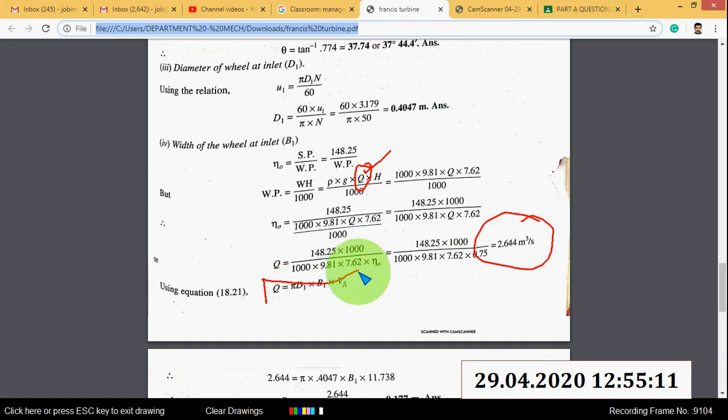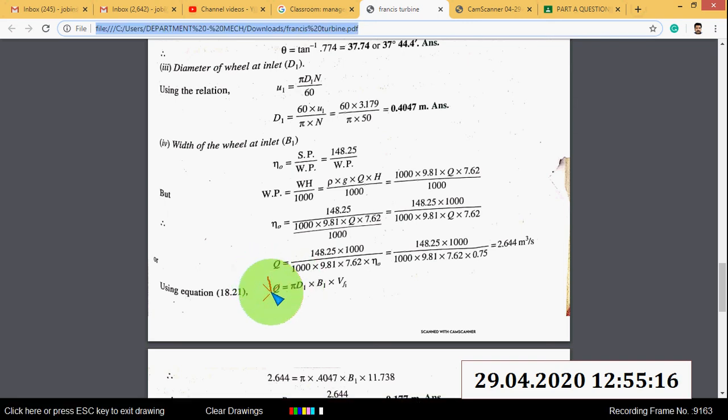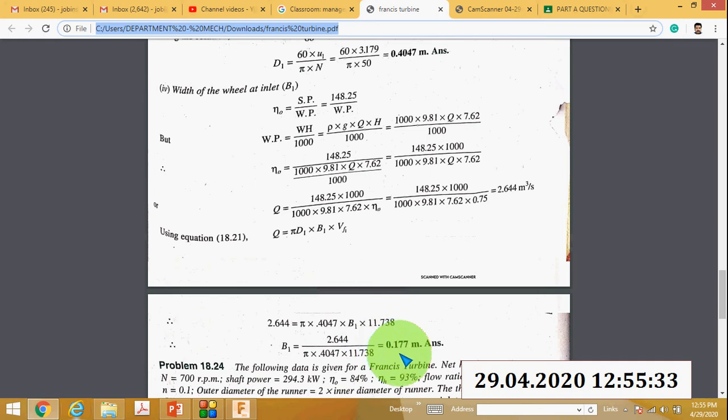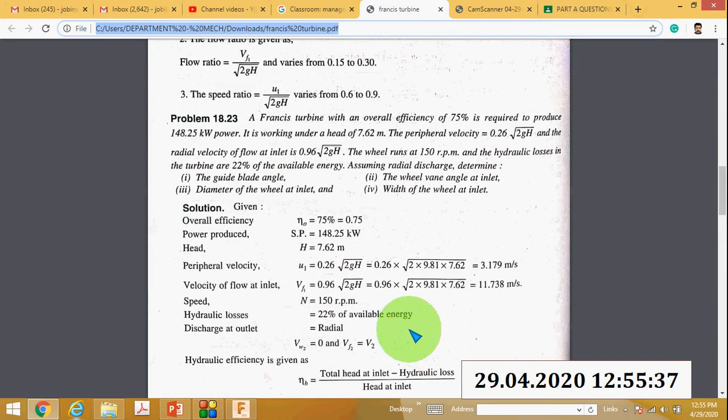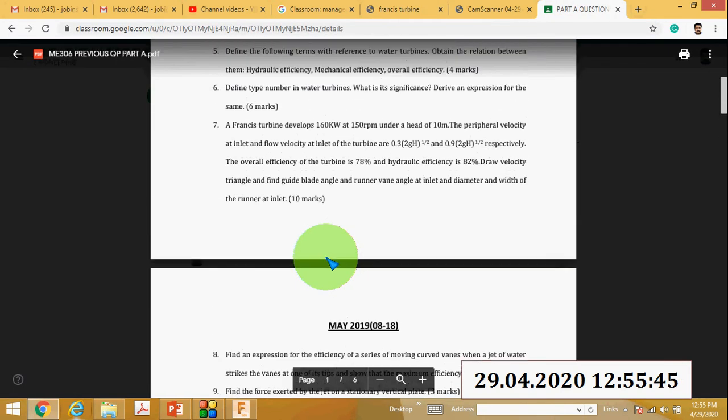Then this is another equation of q, that is q is equal to pi d1 b1 into vf1. So you have to substitute all the values of q, d1 and vf1 and find the value of b. You can see the value of b, that means the width of the wheel at inlet, is 0.177 meter. So this is the problem related to the Francis turbine. Then I will give one question as a practice question, as a homework question.